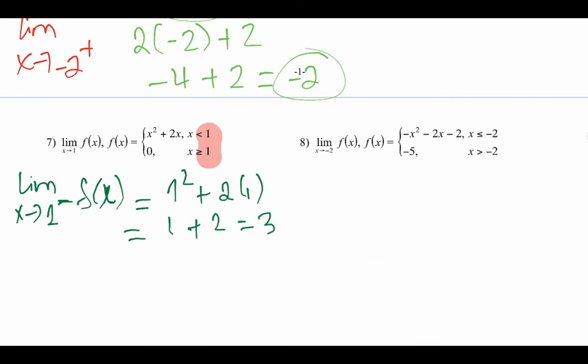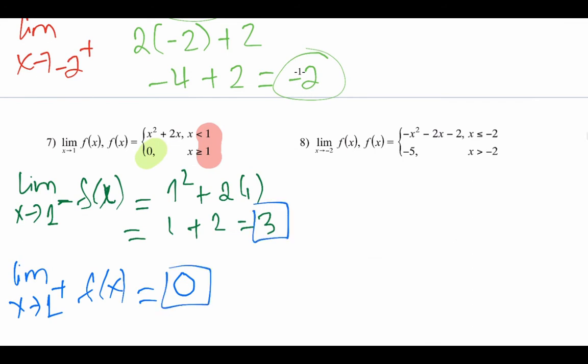Then I'm doing the same thing, but now it's on the right. So the plus represents the right limit. Okay, plug it in. This one is 0. The reason I chose this one is because this one is 0. I don't have any x values to plug in, so I'm not going to plug anything in. So the limit on the right side is 0. The left side is 3.